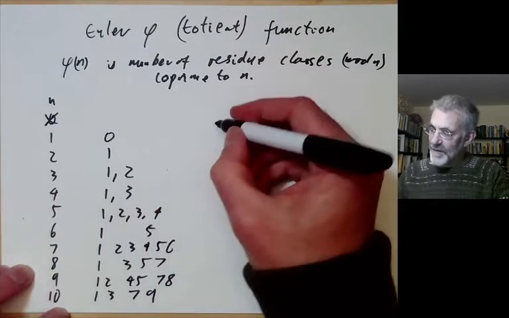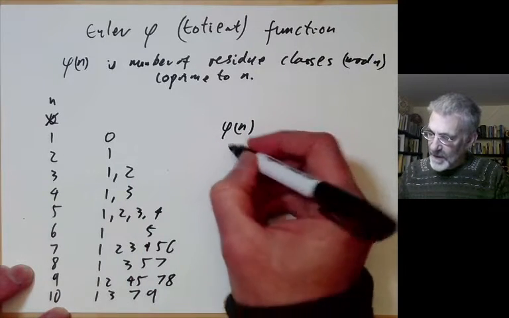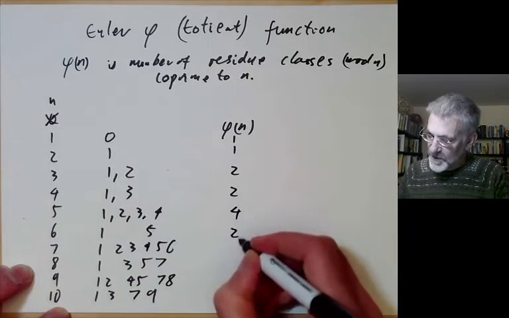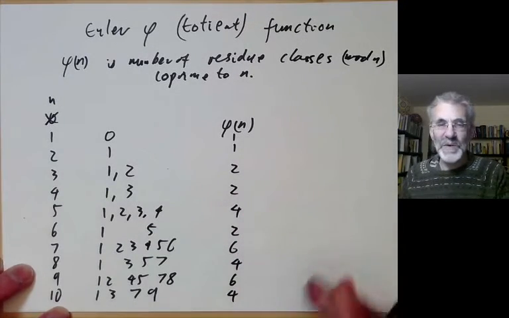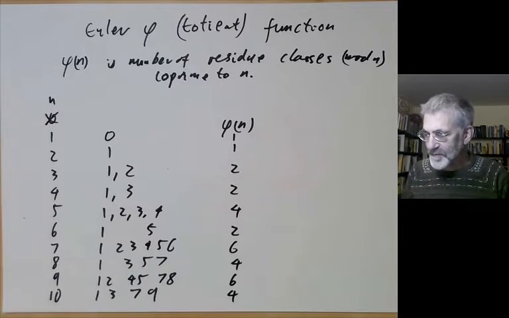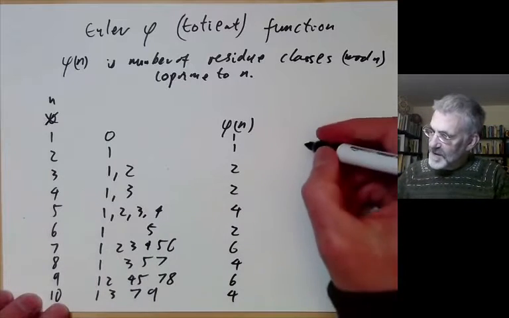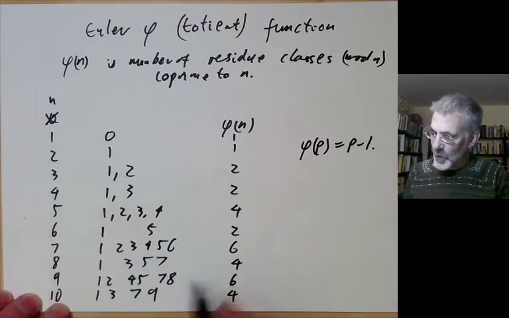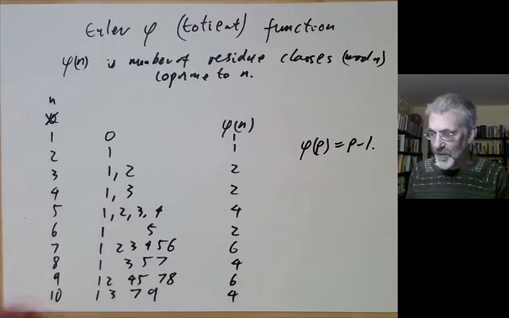So now we can work out what phi of n is. It starts 1, 1, 2, 2, 4, 2, 6, 4, 6, 4. And you can see from this table that it's really a rather jumpy function. It sort of keeps bouncing up and down all the time. There are some obvious things you can say about it. For example, if p is prime, then phi of p is obviously p minus 1. You can see this. So phi of 7 is 6 because all non-zero residue classes are co-prime to it.